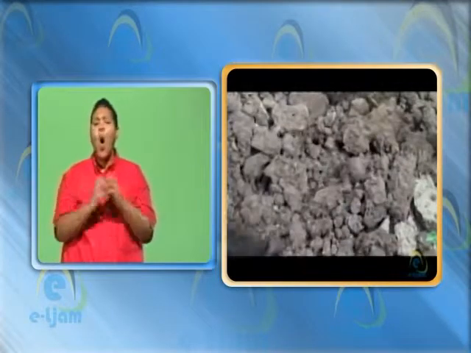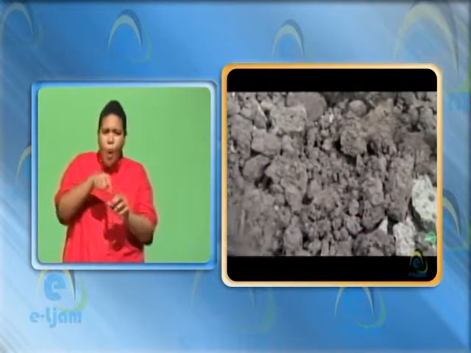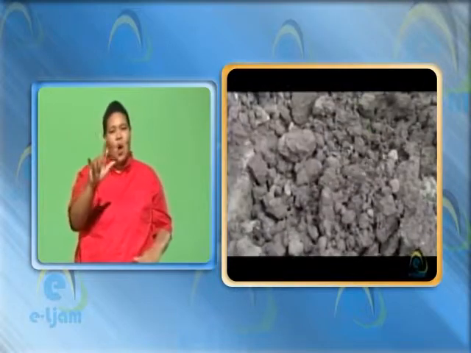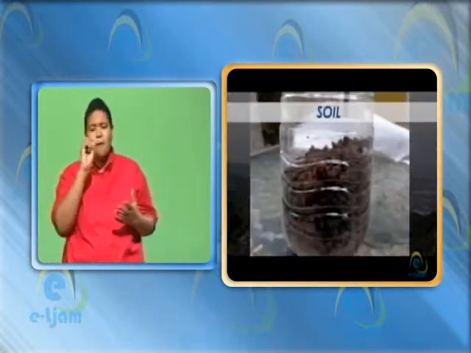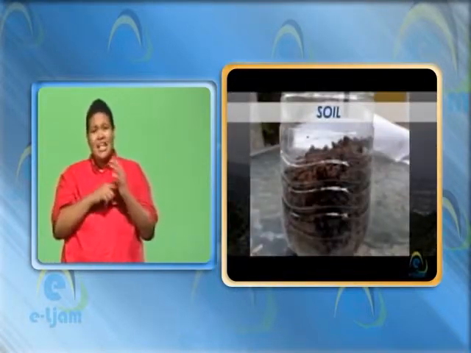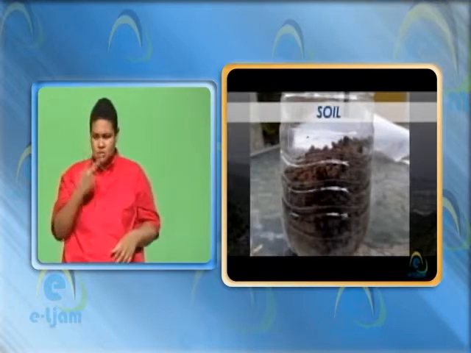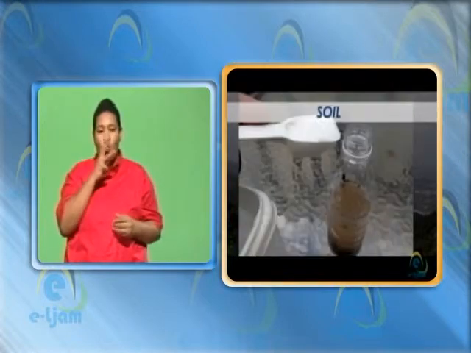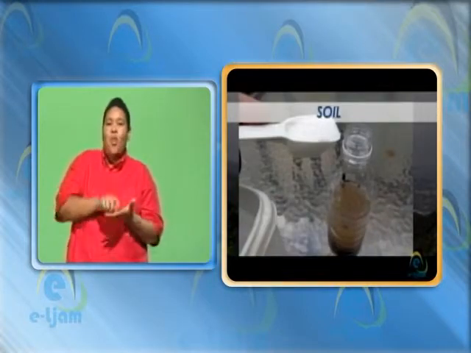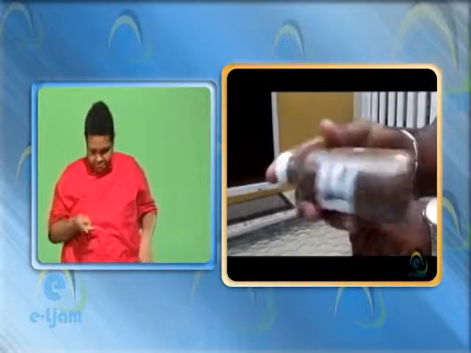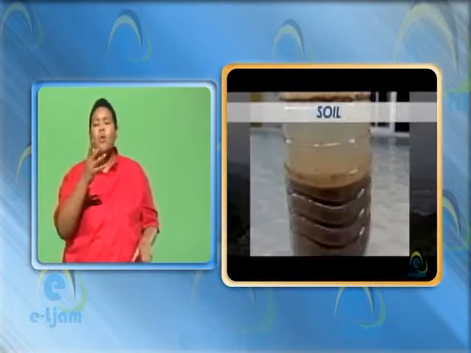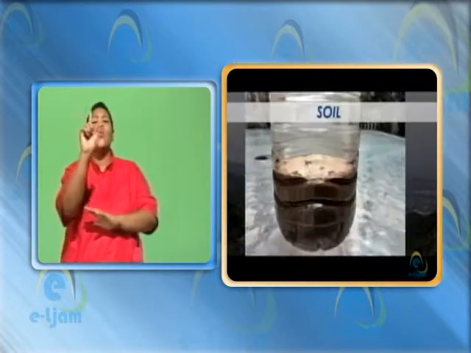1. Dig a hole in the ground 1 meter deep and take out a sample of soil. 2. Place a portion of the soil sample in a transparent bottle until it is 1/3 full. Add another third of water and 1 spoonful of salt. 3. Shake the bottle strongly until the mix is uniform. 4. Let the mixture rest for 24 hours.